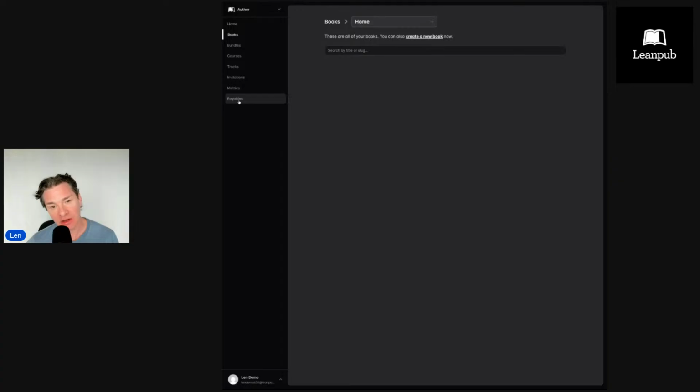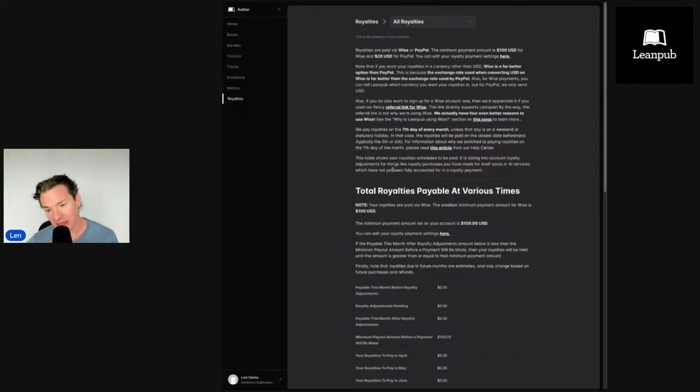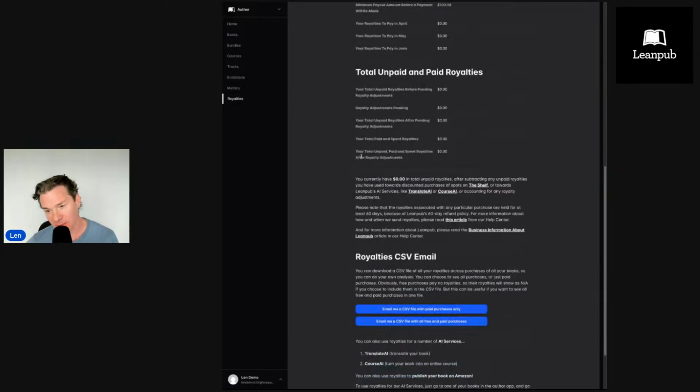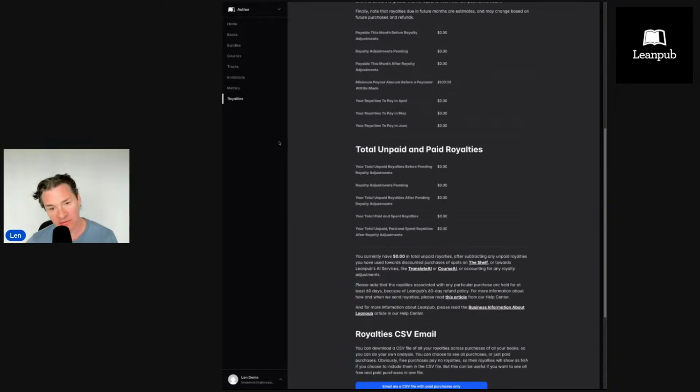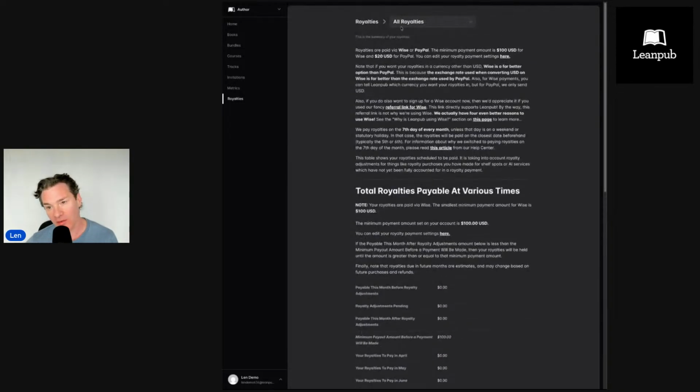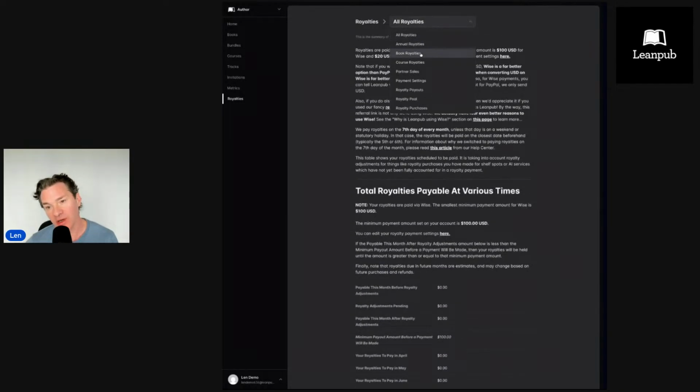And there's also this royalties section here, which just looks great in dark mode. This isn't really too different from what it was. This is sort of like the overall section here, but we do break it down into book royalties, course royalties, and partner sales. So we have a concept of partners. We have one partner. It's Learnerbly in the UK.